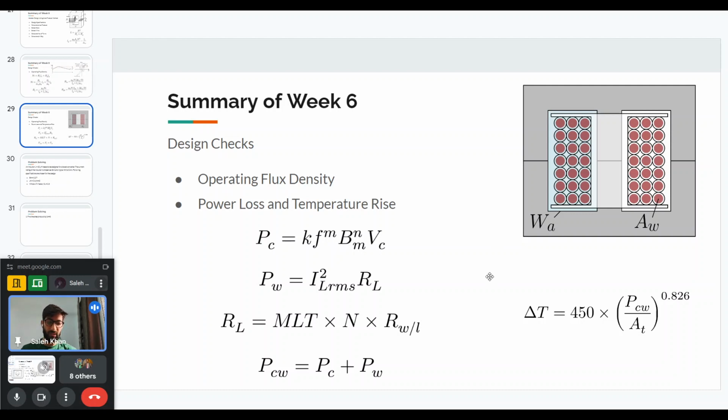I will not go into the transformer because the time is limited. And maybe if I get time, I can do a summary in the next week session. But for this week and the assignments, you are basically limited to the inductor portion.